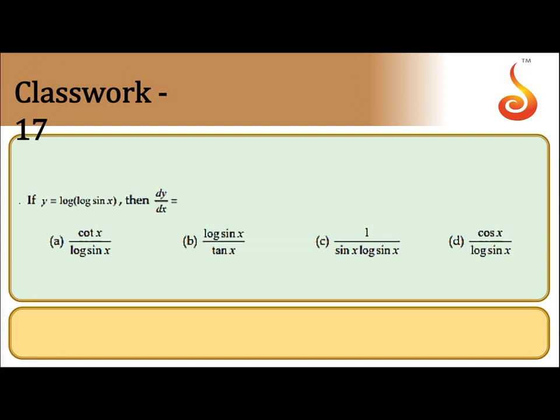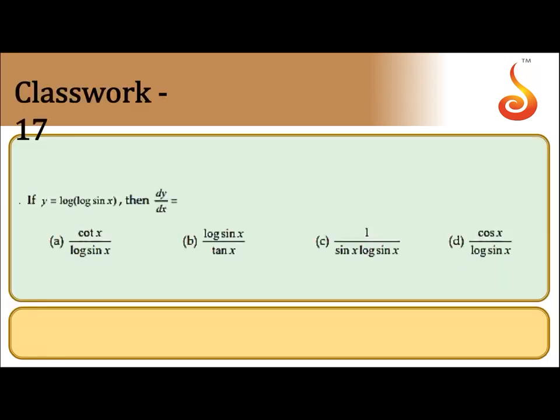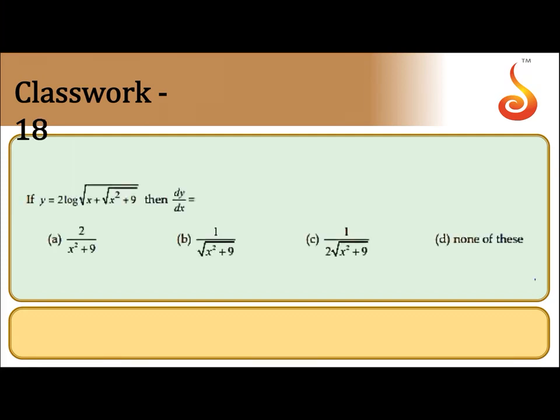Coming to y equals log of log sine x, what is dy by dx? So y equals logarithm of log sine x. So dy by dx equals 1 divided by logarithm of sine x, into 1 divided by sine x, into the derivative of sine x, which is cos x. So it is cot x divided by logarithm of sine x.